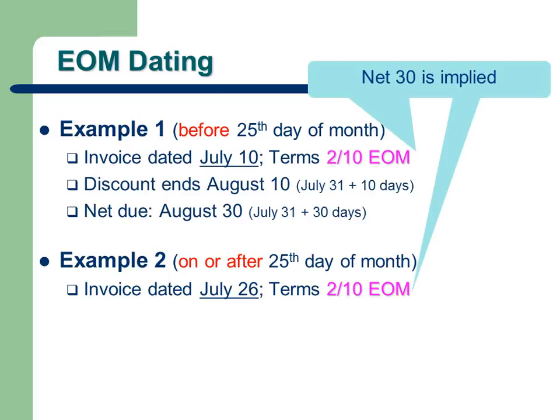For the first one, the EOM is going to be that month. So July 31st, the end of July, is going to be the EOM, end of month. Okay, so the term says 2/10. That means you have 10 more days from July 31st. So that will be August 10th, which is going to be the last day the cash discount can be applied.